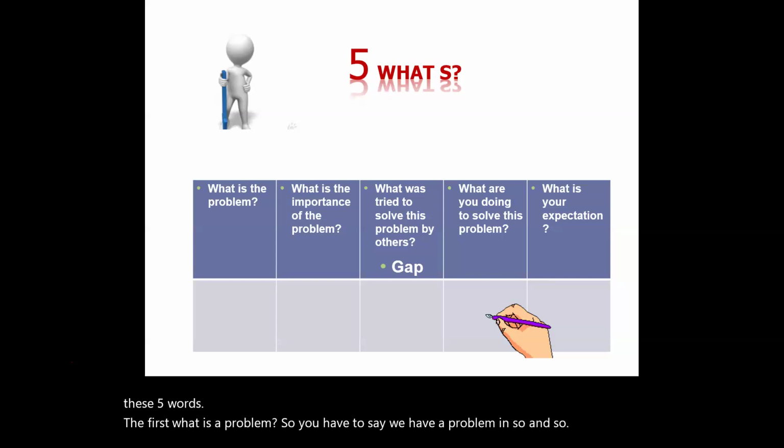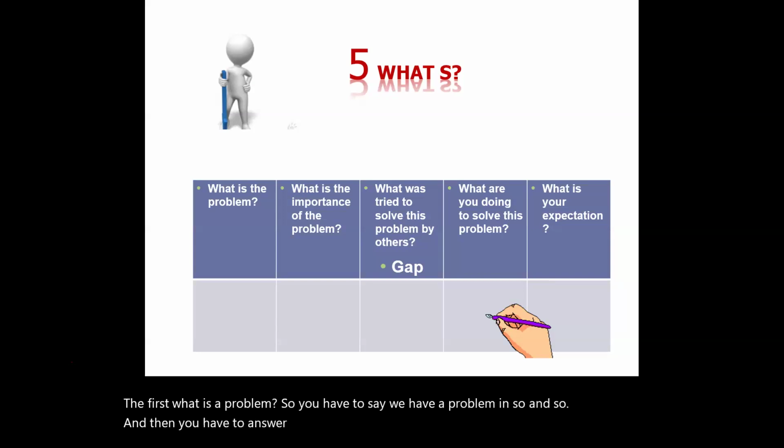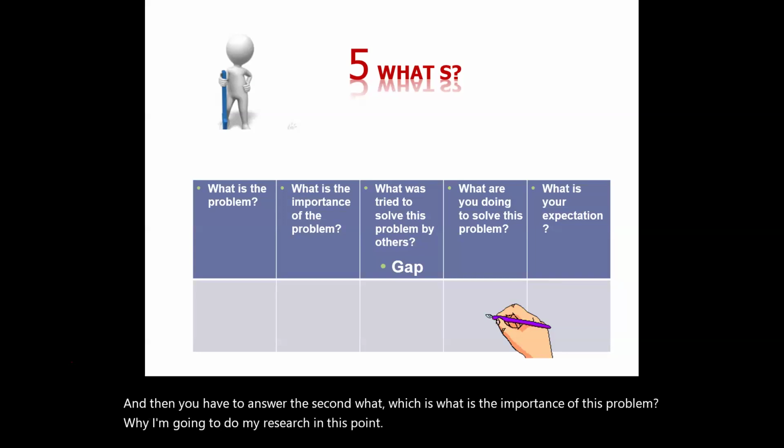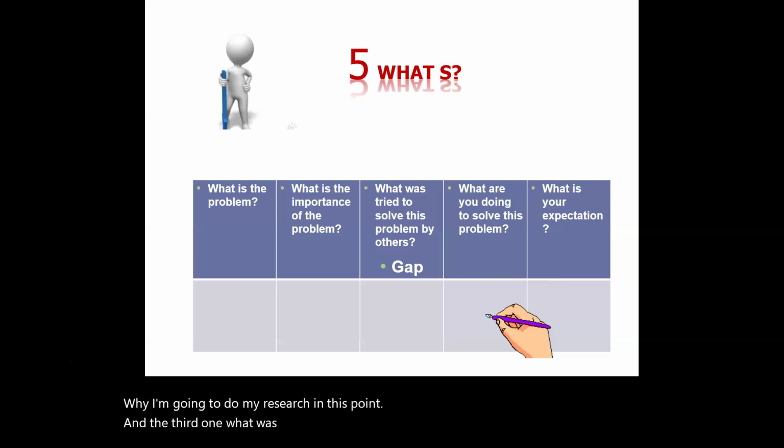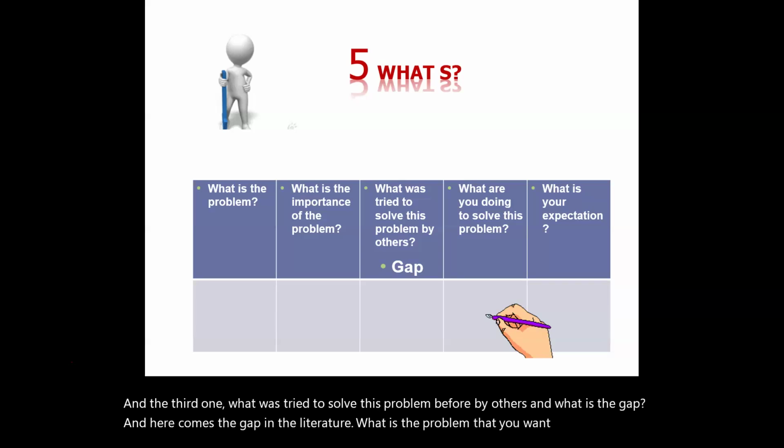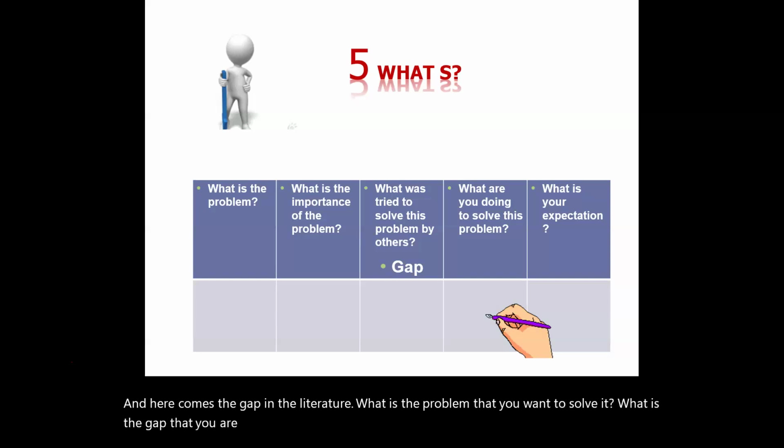And then you have to answer the second what, which is, what is the importance of this problem? Why am I going to do my research on this point? And the third one, what was tried to solve this problem before by others, and what is the gap? And here comes the gap in the literature. What is the problem that you want to solve? What is the gap that you are going to bridge in order to finish your research? And the fourth what is, what are you going to do in order to solve this problem?